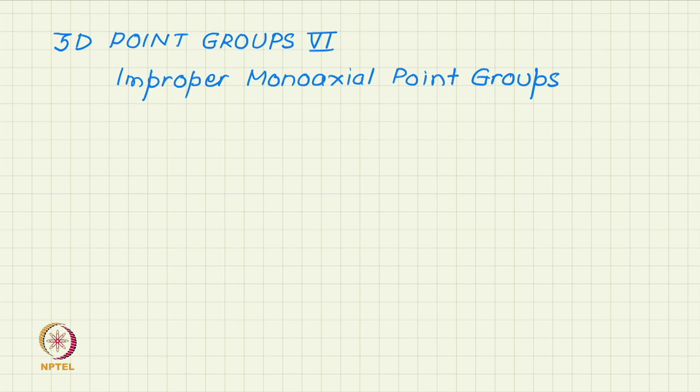So, as you know, there are 5 different corresponding to the 5 pure or proper rotation axes. There are correspondingly 5 improper rotation axes, which are the roto inversion axes. So, we have 5 roto inversion axes, 1 bar, 2 bar, 3 bar, 4 bar and 6 bar. The operations associated with these rotation axes themselves form a group, and these will be the improper monoaxial point groups.